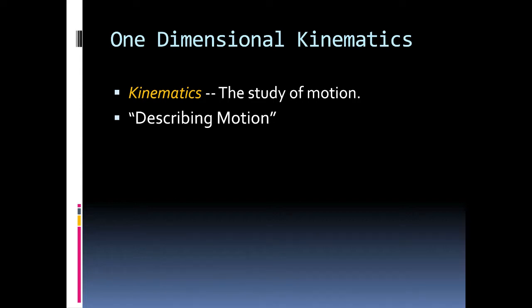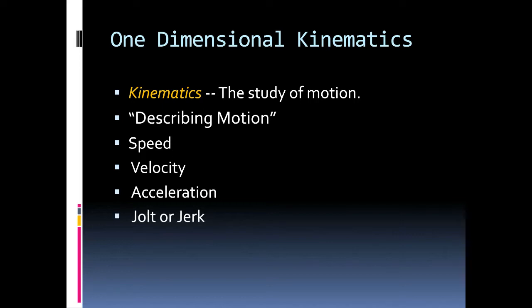But let's describe motion. We could describe motion with speed, velocity, acceleration. There's also the concept of the jolt. The difference between these is simple. Speed is just distance over time. Velocity, it's like speed, but it's adding direction. And it's defined as displacement over time. And we'll talk about displacement in a minute. Acceleration is how the velocity changes with time. And then the jolt or the jerk is how the acceleration changes with time.